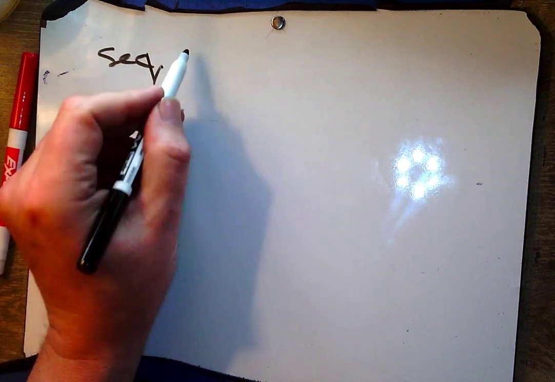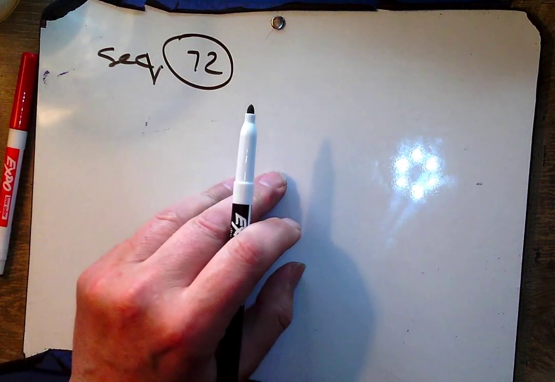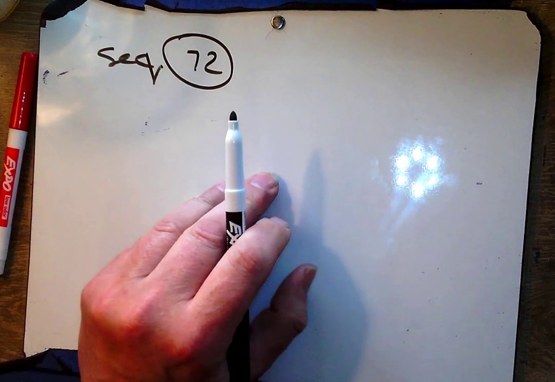Hi, everyone. So, this is assignment. Wow, we're getting up there in sequences and series. This would be assignment 72. Okay, assignment 72. We're talking about sigma notation today.